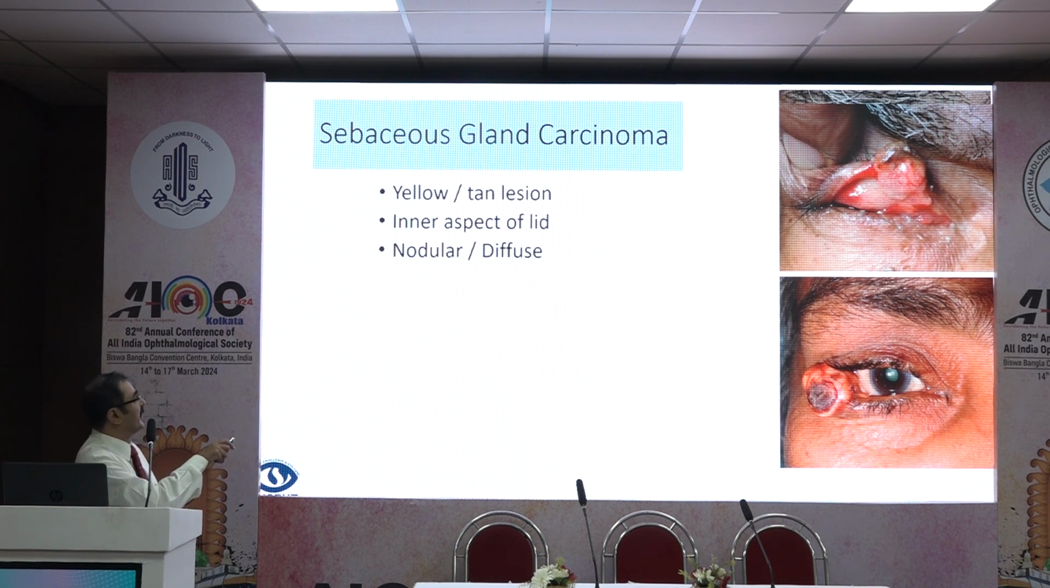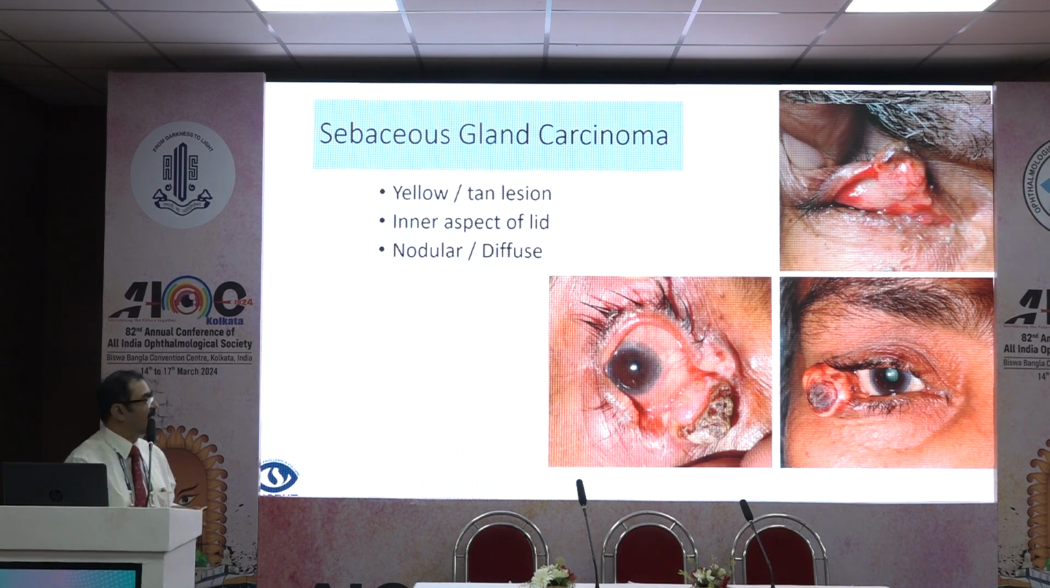So look at the color. The color is important. The yellow tells you that there is oil, or fat. And these are all sebaceous gland carcinomas. They can be as extensive as this, with both the upper and the lower lids involved, the entire conjunctival surface involved. There are yellow nodules all across.